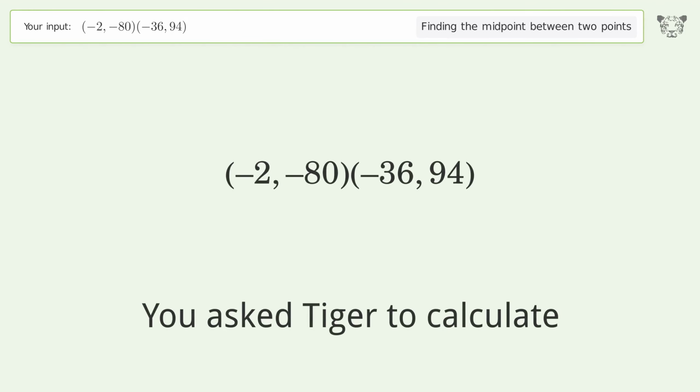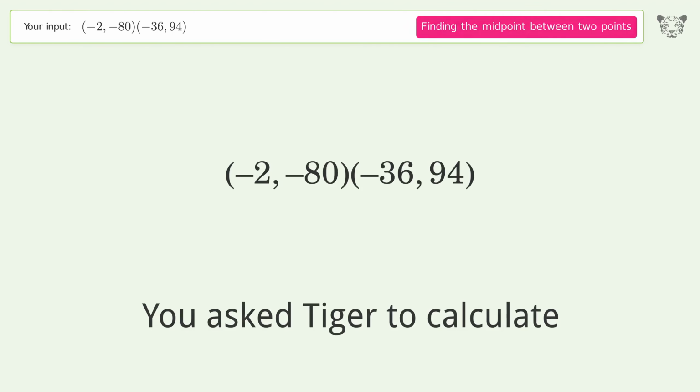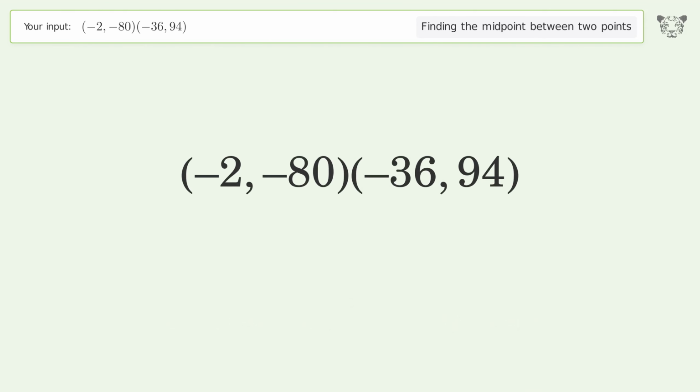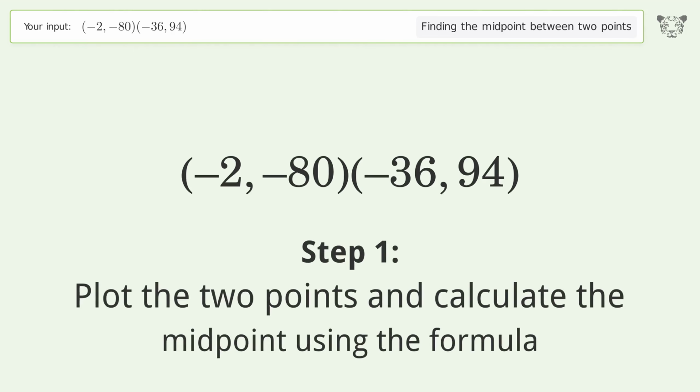You ask Tiger to calculate. This deals with finding the midpoint between 2 points. The midpoint between the 2 points is -19,7. Let's solve it step by step. Plot the 2 points and calculate the midpoint using the formula.